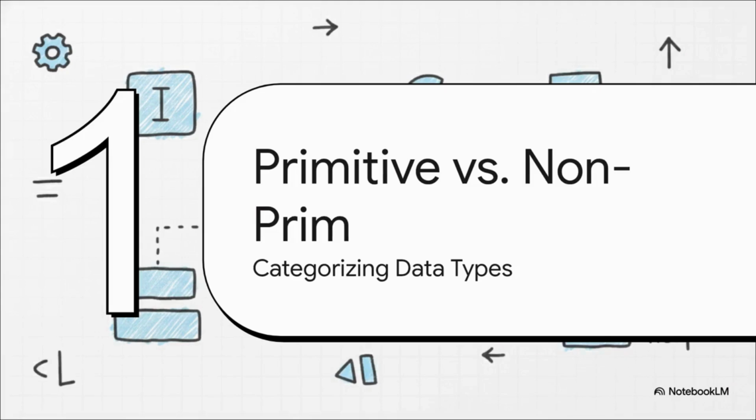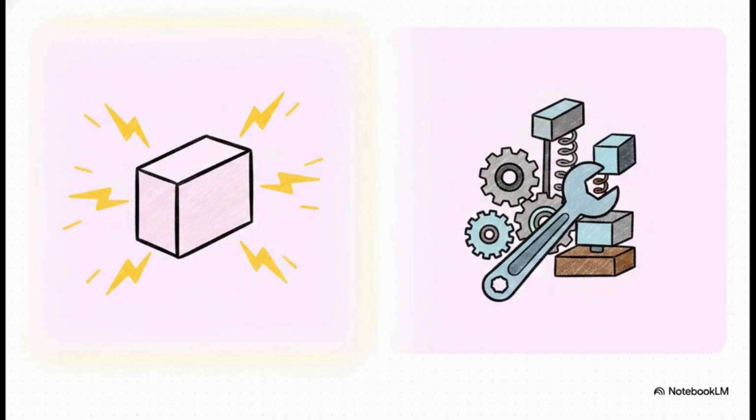Moving right along to Section 2, primitive versus non-primitive. Now that we've kind of bridged the physical and digital worlds, let's look at how C++ actually categorizes these data forms. It splits them into two major camps: primitive and non-primitive types. Primitive types are the built-in ones. They come predefined by C++, and because they're baked straight into the core language, they are lightning fast and manage memory incredibly efficiently.